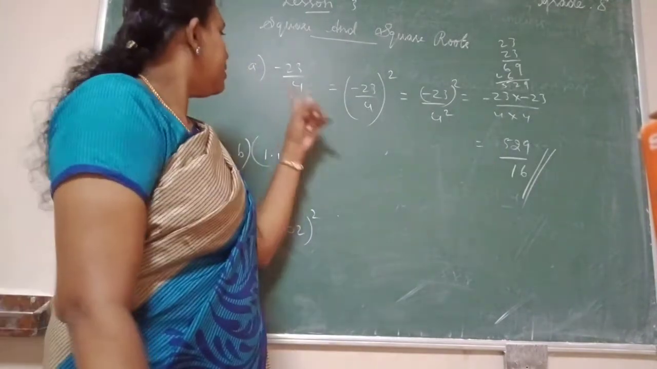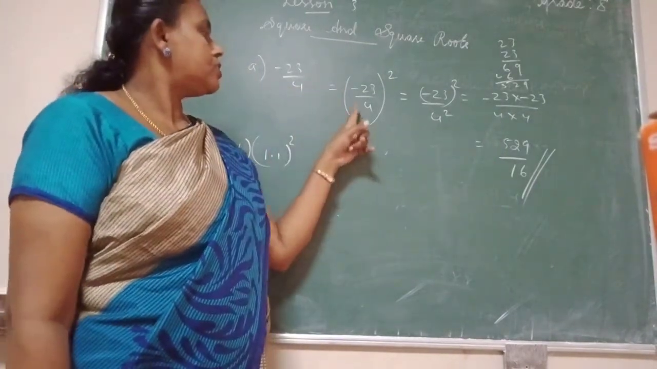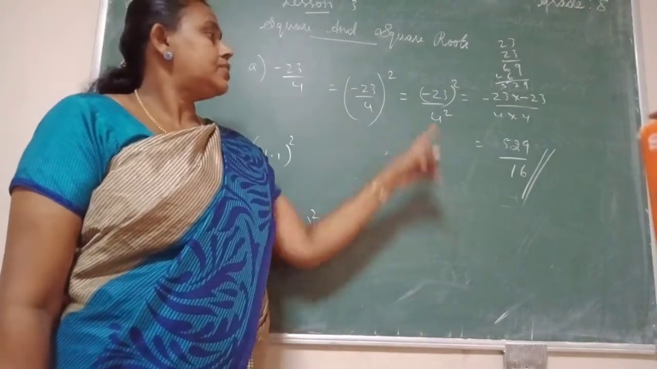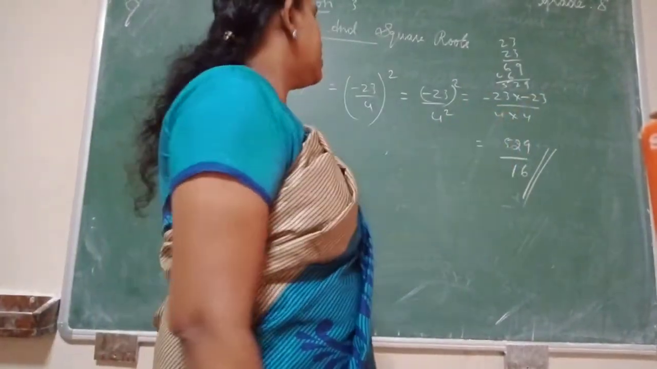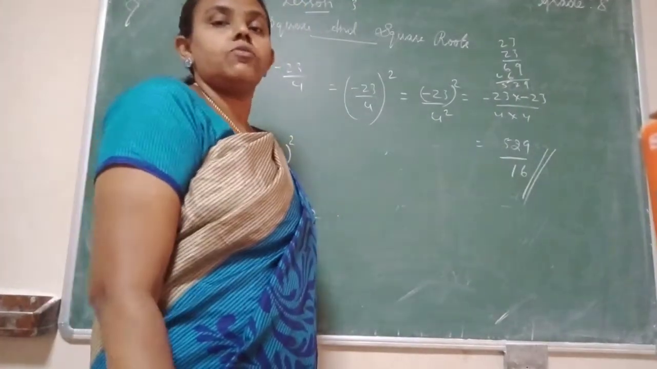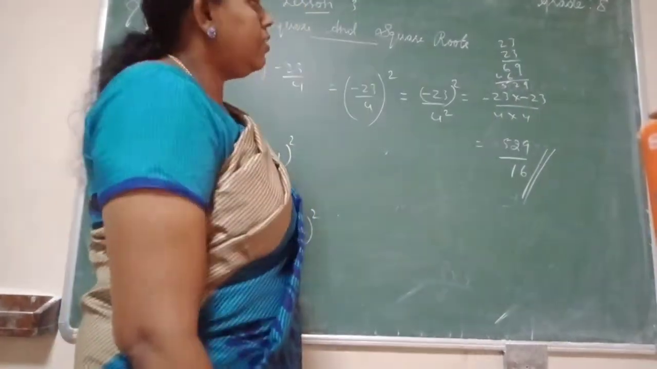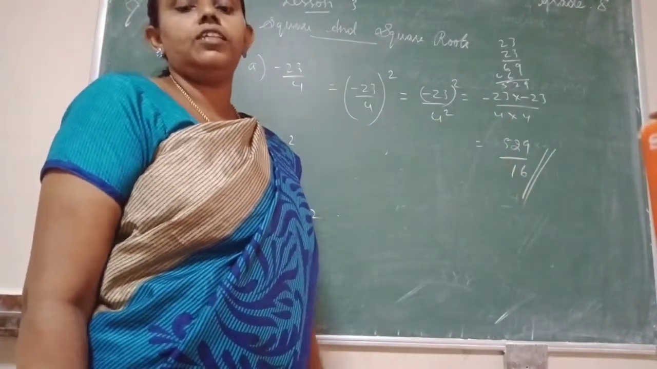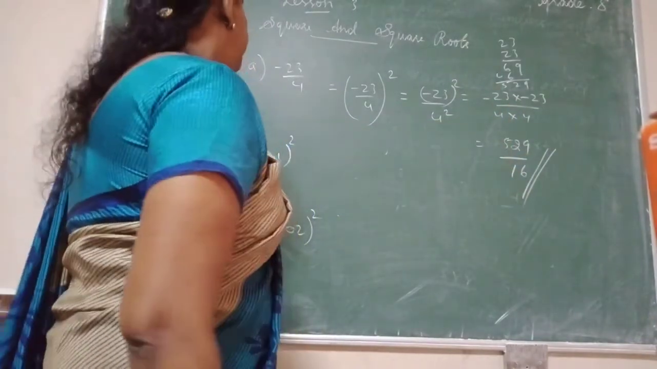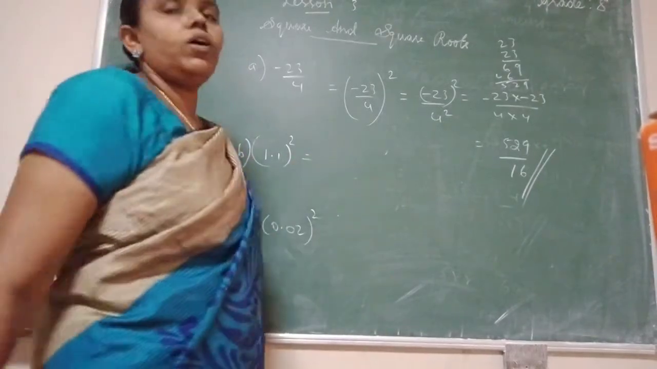Okay, minus 23 by 4 the whole square means minus 23 the whole square by 4 square. That is minus 23 into minus 23 by 4 into 4. Minus 23 into 23 is 529, minus into minus is plus. So plus 529 by 16. See, 1.1 the whole square.